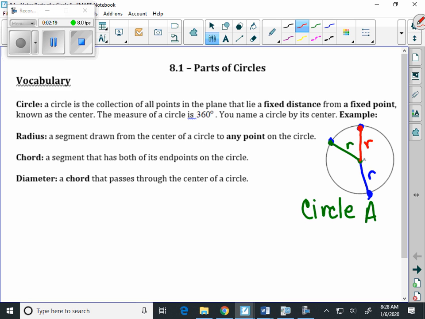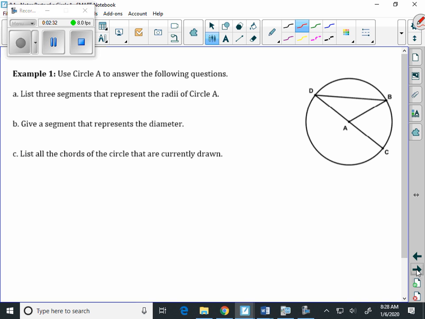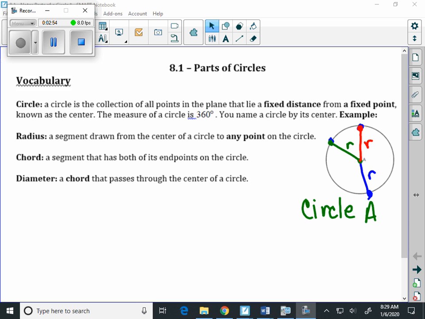A chord is a segment that has both its endpoints on the circle. As I flip my page here and we look at the next page on your circle, a chord in this case has two endpoints on the circle. So in this case, D and B form a chord here in the circle. So again, a chord is a segment that has both of its endpoints on the circle.